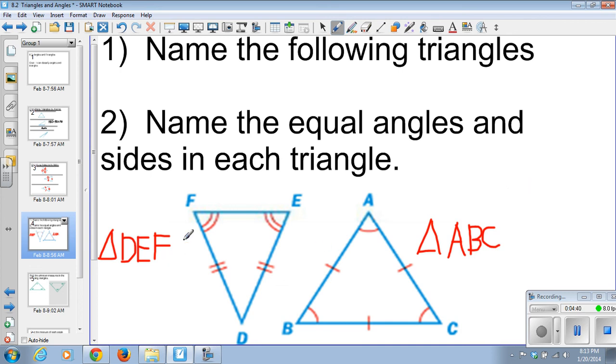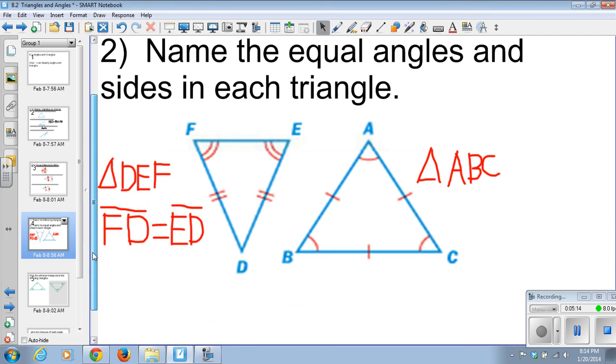So we're going to name the equal angles and sides for each triangle. Let's start with DEF because it's on the left. We notice two tick marks here and two tick marks here. So we're going to say that sides FD and ED are equal. As you see, the order of how we name the vertices doesn't matter as long as we've got them identified. So FD and ED. Notice we have that line segment symbol right on top of each of those. And since they're equal in length, we'll use the equal sign. So that covers our sides are equal.